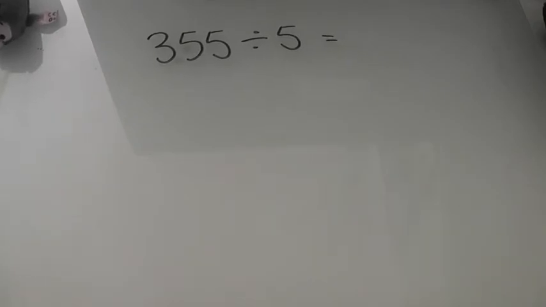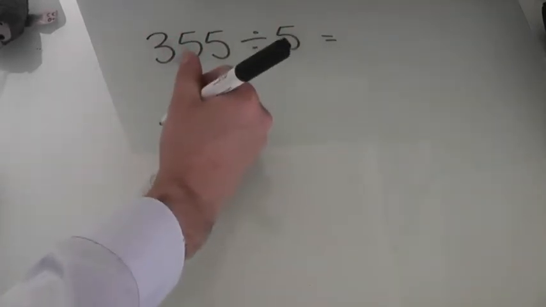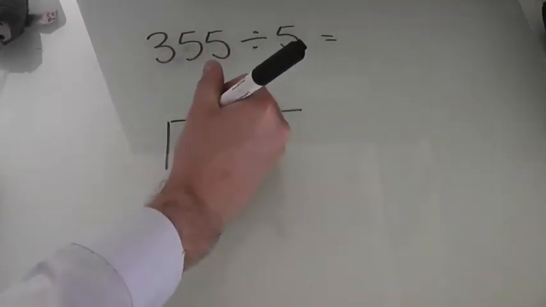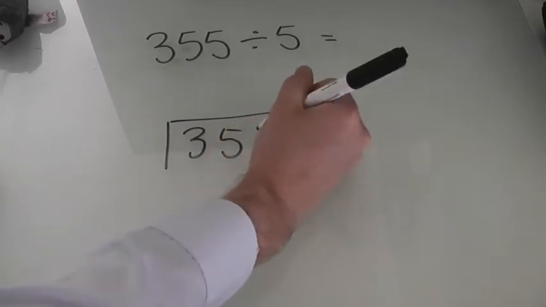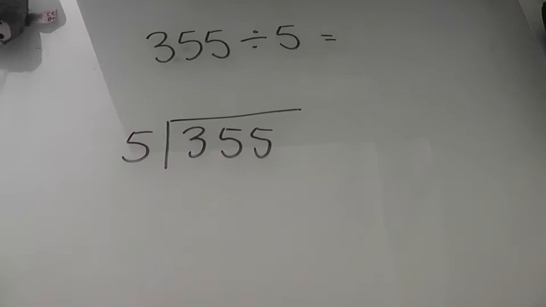Okay, let's have a look at the next one. We've got 355 divided by 5. So how many 5s go into 355? So we write it out in bus stop method. We always put our big number under the bus stop and our little number that we are dividing by outside of the bus stop.